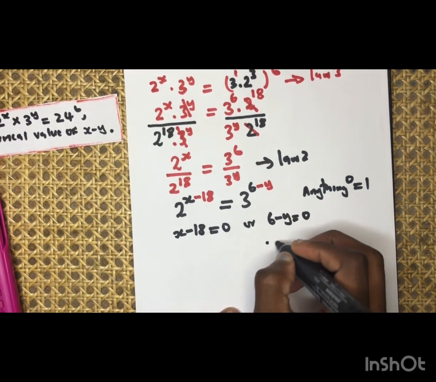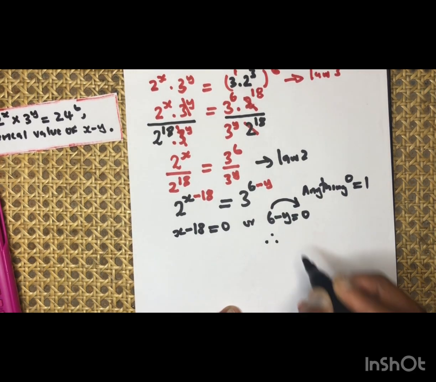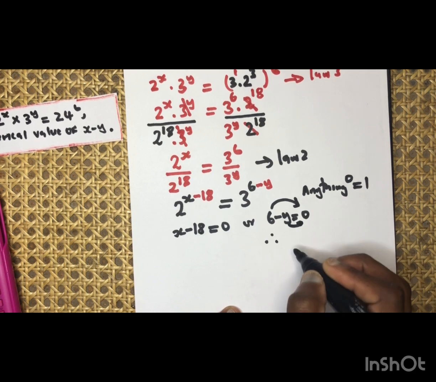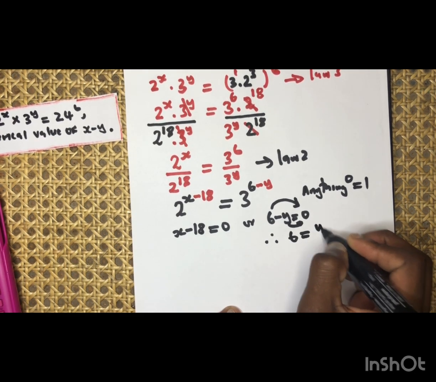So now it's simple for y, guys. Just transpose 6 to that side, or you just transpose y to that side. So if I transpose y to that side, I'm going to be left with 6 equals y.